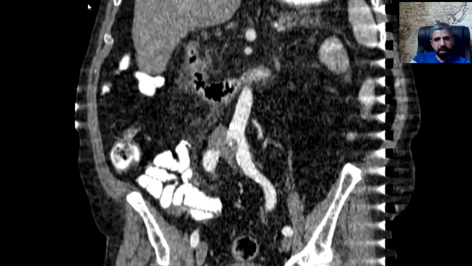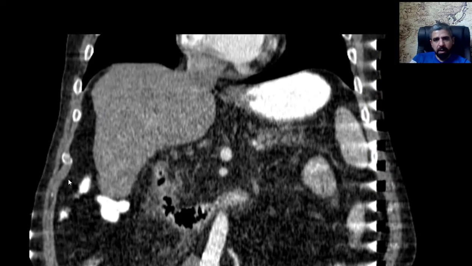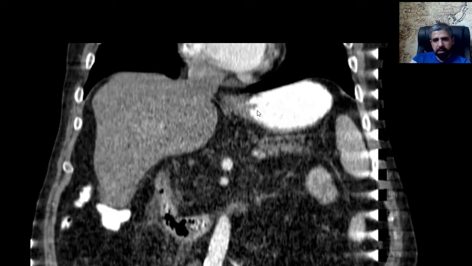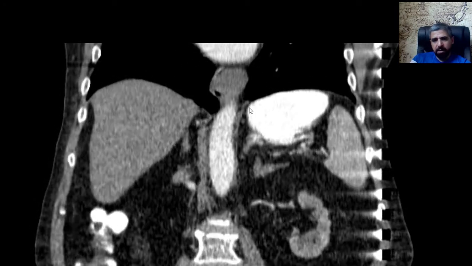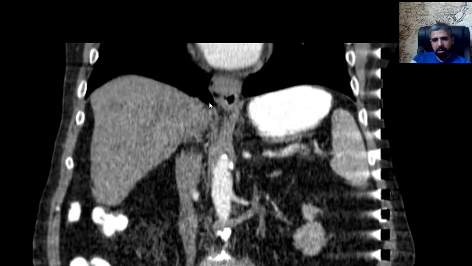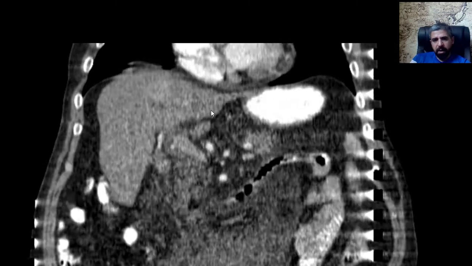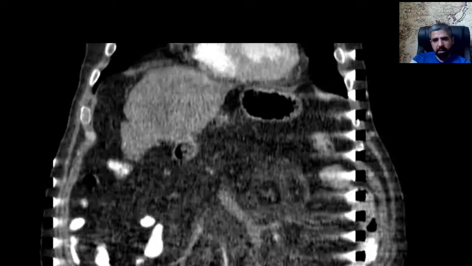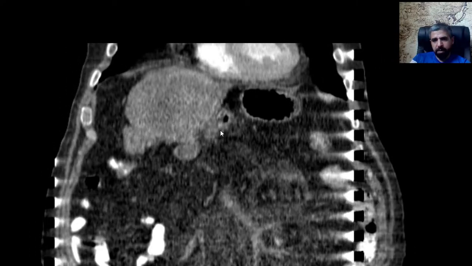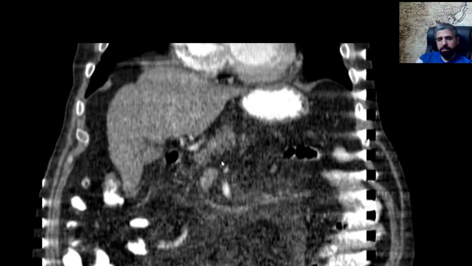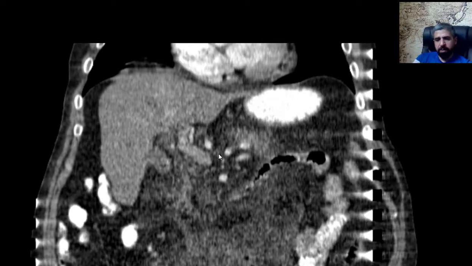Just let me magnify this, maybe you will see it even better. You can see here it's extending into the gastric lumen, and this is the mass, and you can appreciate the liver metastatic lesion here. It's a very big one. So this was a case of esophageal carcinoma with liver metastasis.